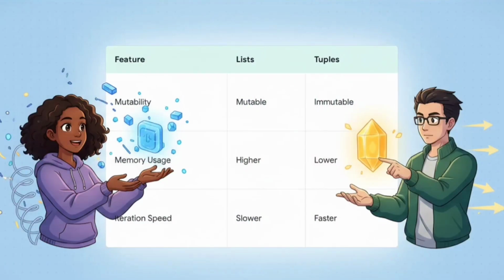So lists are mutable, meaning they dynamically resize. And because of that flexibility, they consume more memory to allow for those future mutations. Tuples, on the flip side, are strictly immutable. Once you create a tuple, its contents are completely locked down. It doesn't need extra space, so it has lower memory consumption, and as a bonus, iterating through it is actually faster.